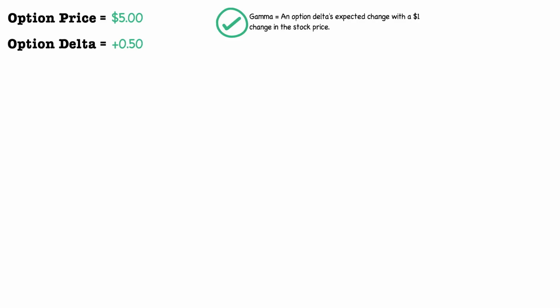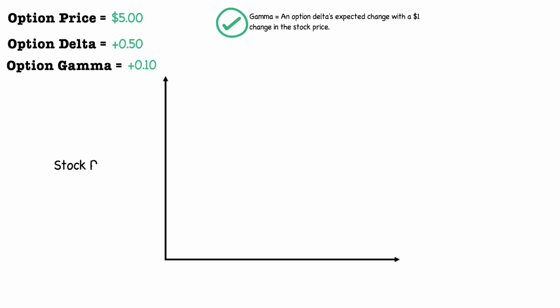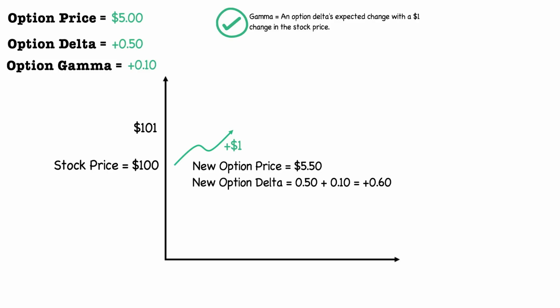So again, gamma is an option delta's expected change with a $1 change in the stock price. So let's go back to our $5 call option example, and let's say that option has a delta of positive 0.50 and a gamma of positive 0.10. If the stock price is at $100 when we buy that call option, and the stock price increases to $101, the option price is expected to be $5.50. However, since the stock price has increased by $1, the option's delta is expected to be positive 0.60 because the initial delta was 0.50 and the gamma was positive 0.10. So if the stock price increases by $1, the new delta is expected to be 0.60.